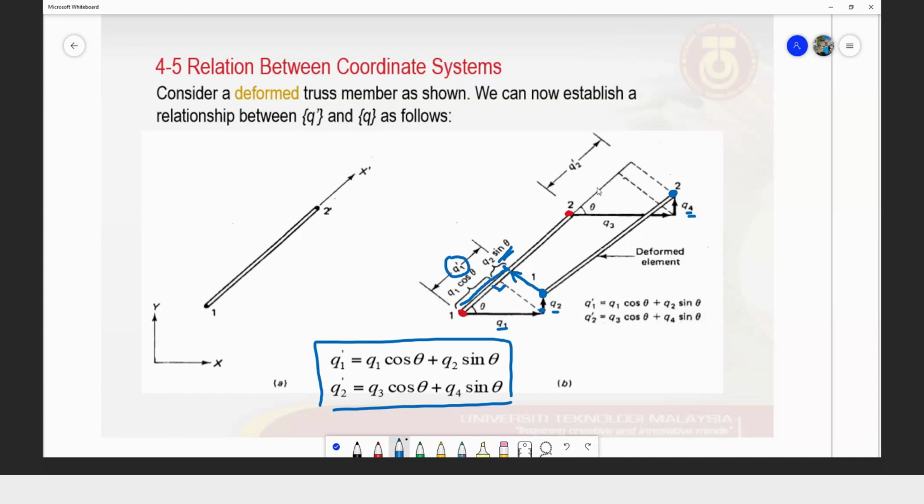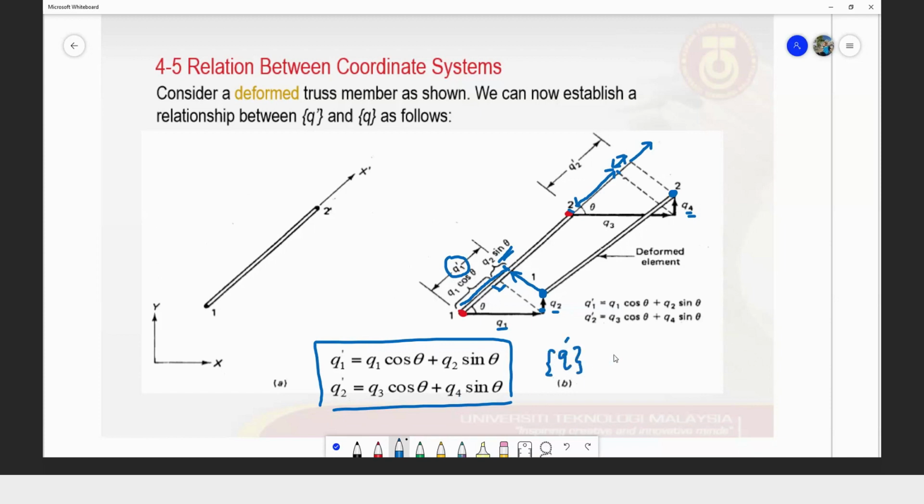So the same applies here for node number 2, then we found Q2 prime. So the total displacement in the local coordinate system is equivalent to this much Q3 cos theta, about this much, and then we have Q4 sin theta, which is about this much. So we get a relation like this.